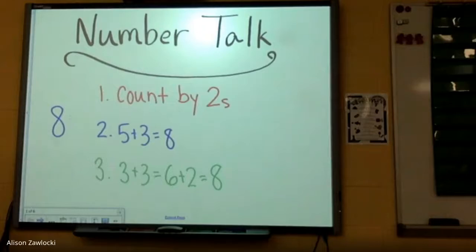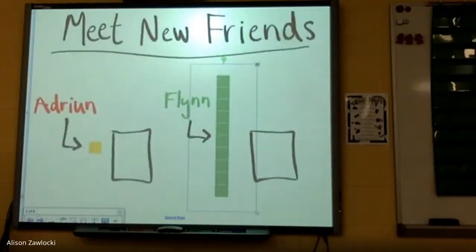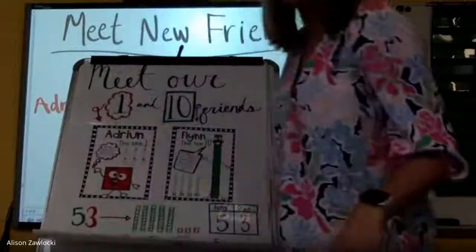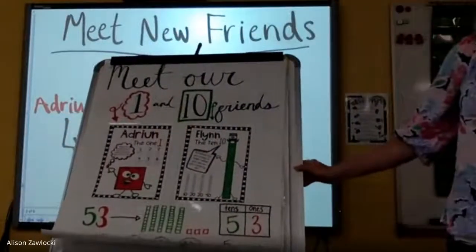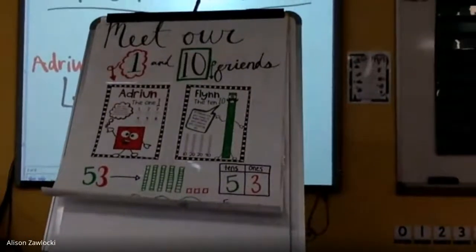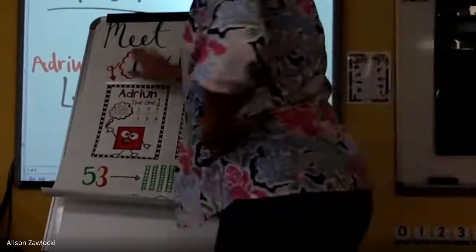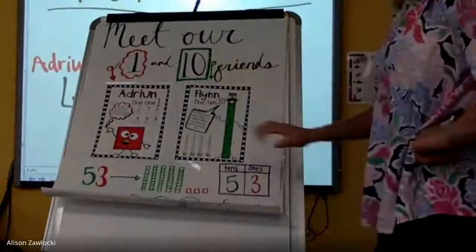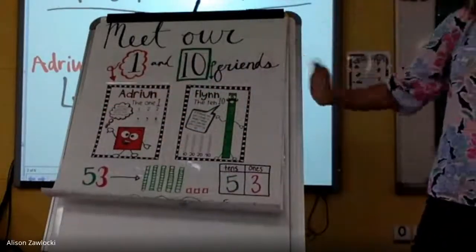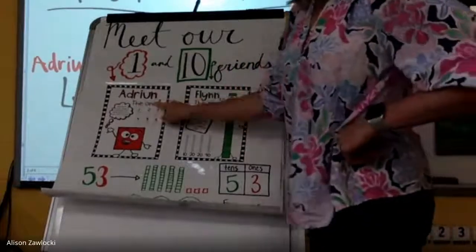All right, we actually get to meet some new friends, and some of us have met these friends before. Some of us, this is our first time seeing these friends. But I'd like to introduce you to some of these friends. And you have these friends in your toolkit that you got from Mrs. Cooper and I. So notice here we have our 1 and 10 friends. Our first friend, his name is Adrian. Can everyone say, hi, Adrian? Hi, Adrian. He is a 1.